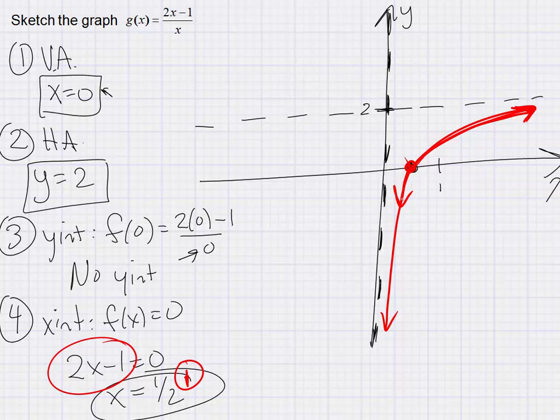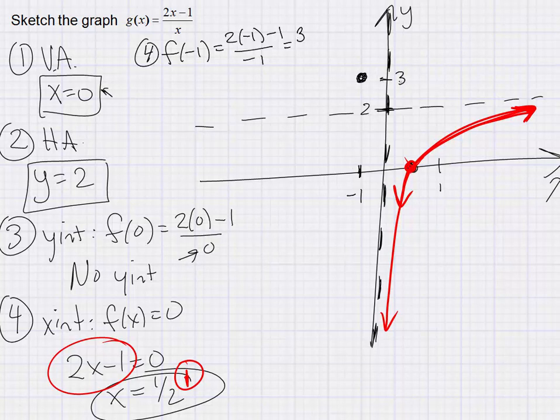Okay. Now I have no idea what happens on this other side over here, so that's where I'm going to need a checkpoint. So pick any number over here. -1. If I wanted to, say, find f of -1, okay, I would get 2 times -1 minus 1 over -1, which would give me what? -2 minus 1 is -3 over -1 is +3. So it gives me a point up here. Okay. So if my point's up there, then my graph is up there. This is where my graph is going to be located.